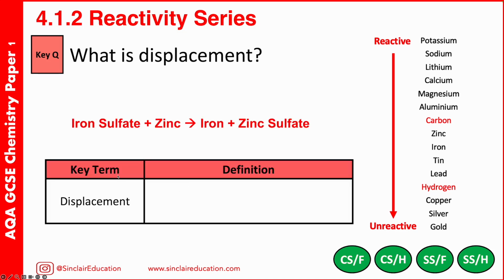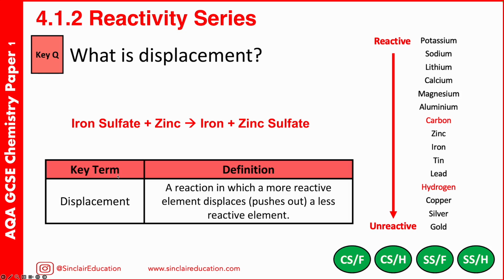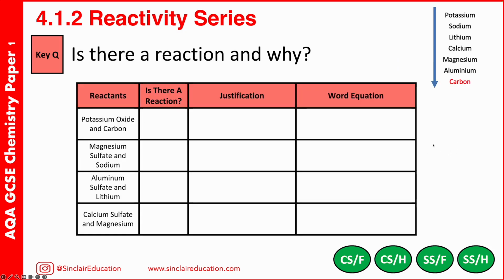A displacement reaction is a reaction in which a more reactive element displaces or pushes out a less reactive element. And you might be asked to predict if reactions occur based on reactivity. If, for example, we'd added lead instead, which is way less reactive than iron, this wouldn't be able to displace because of the fact it's less reactive than iron itself. So if we have a look at each of these, would there be a reaction and why?